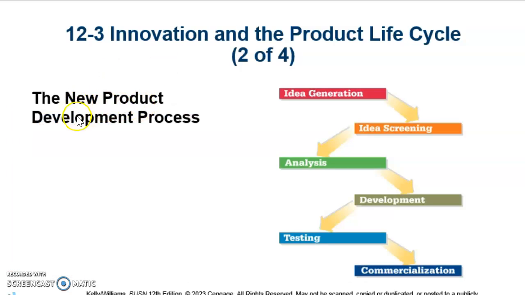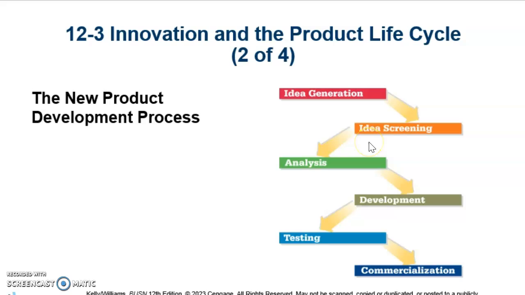Here is the new product development process. First, it starts with idea generation. And if you look in your lecture notes, it says that statistics say that for every one product that reaches the market, there were 50 ideas that didn't make it. Ideas can come from anywhere. They can be from customer research, customer complaints, salespeople, engineers, suppliers, and competitors.